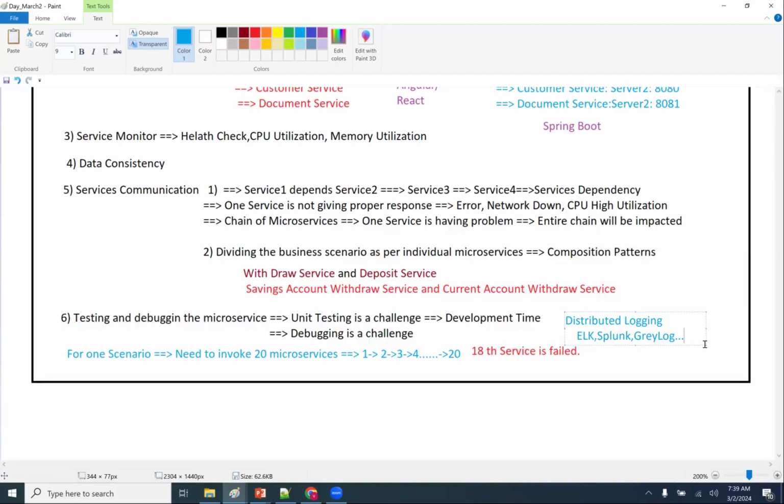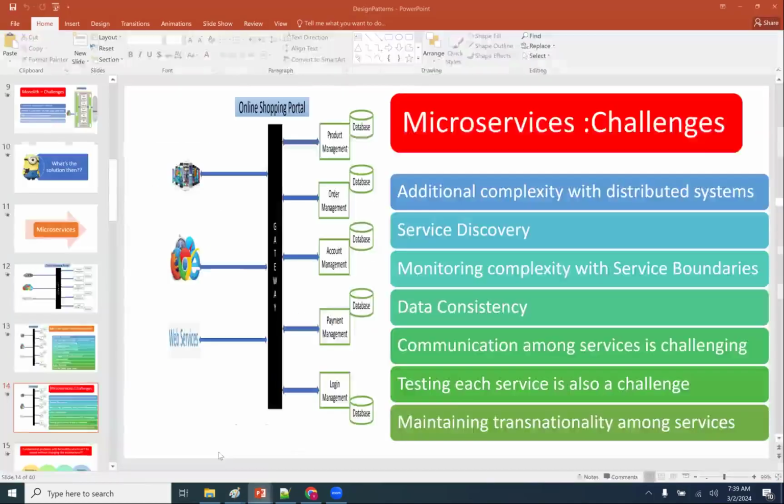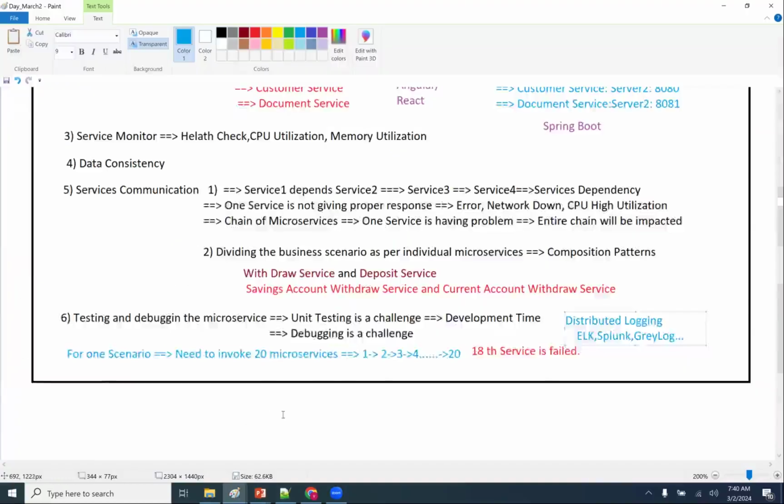Okay. Sir, is it clear? Any questions here, guys, on services communication, testing and debugging the microservice? Any questions here? Okay. Next one is maintaining transaction. This is a very important point here. What is the next point here, guys? Maintaining the transaction.